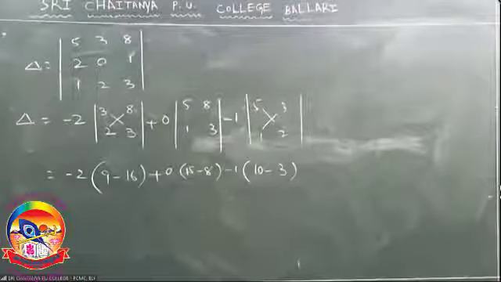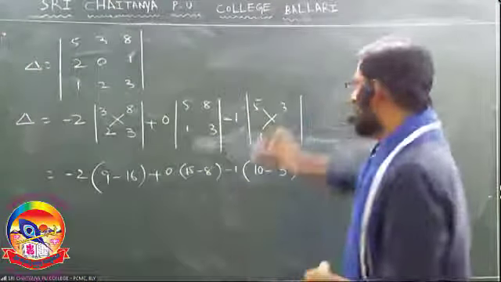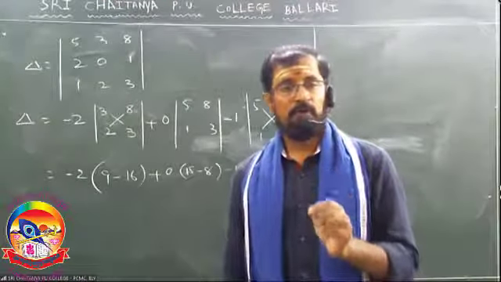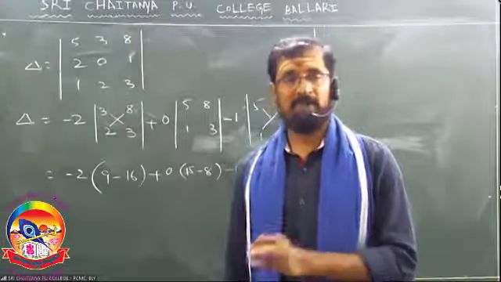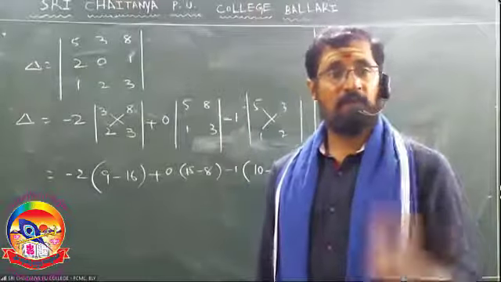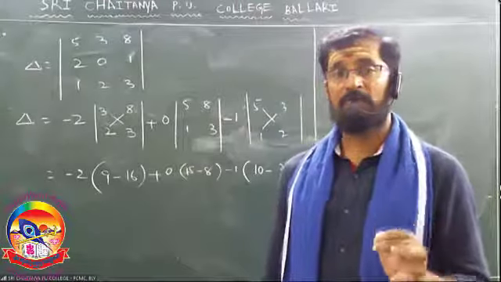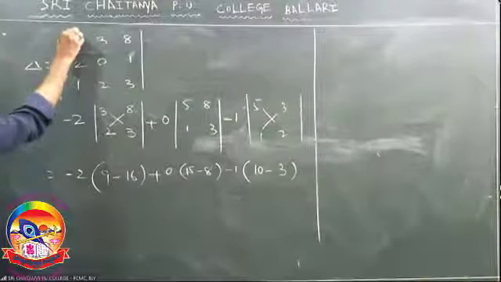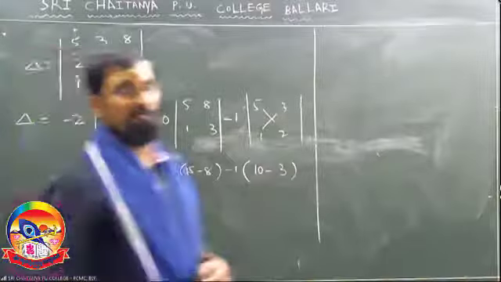Suppose, same question I am going to take. Suppose he asked you to evaluate the determinant of this matrix by using the first column, what to do? By using first column cofactors. Observe. What are the first column cofactors? Positive, negative, positive. Have you understood now?